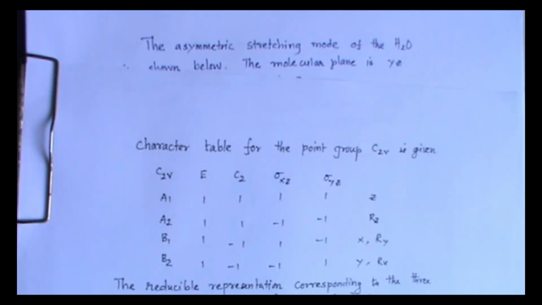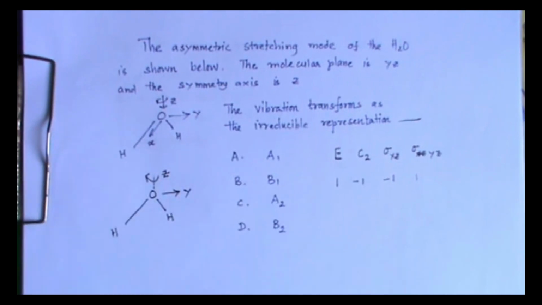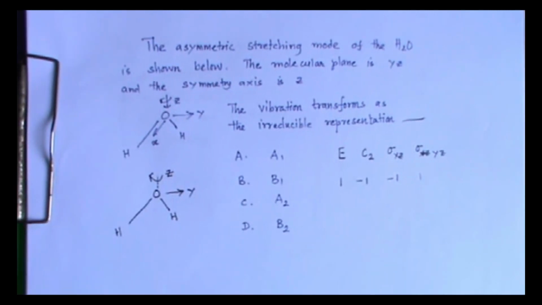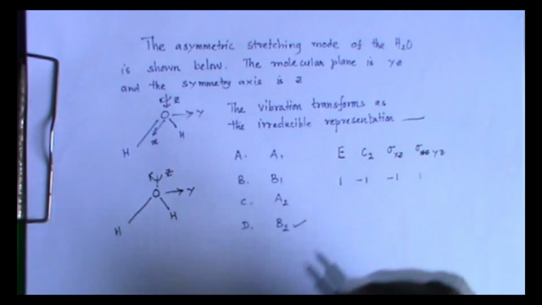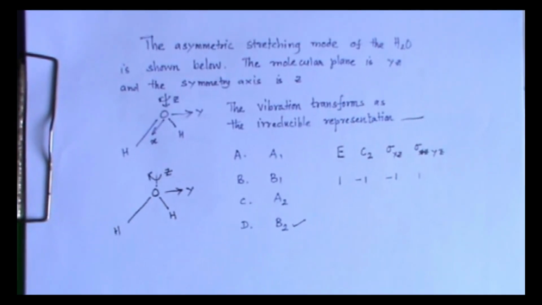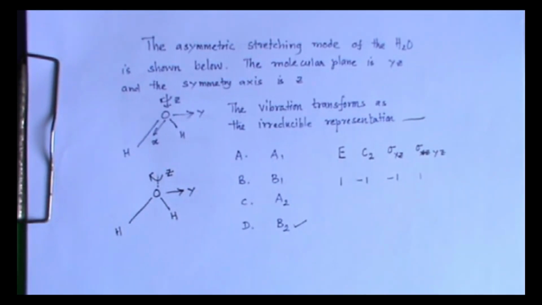Now let us go to the character table. I have got these characters 1, -1, -1, 1. What about the irreducible representation? It is B2. Even if it is not given, you are expected to know the character table for the simplest molecule. For C2V and C3V point groups, you should know the character table. You have to memorize, you have to remember the character table for C2V and C3V point groups.